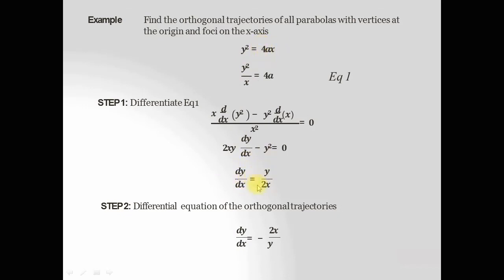Now to find the slope of the tangent of the required orthogonal trajectory, take the negative reciprocal of this slope. So the differential equation of the orthogonal trajectory is dy/dx = -2x/y. In other words, this is the slope of the tangent of the required orthogonal trajectory, and the previous one is the slope of the given family of curves.